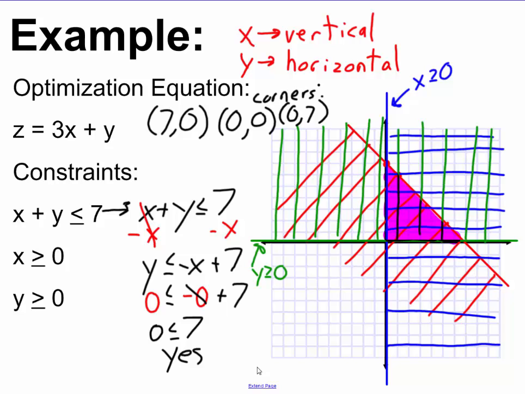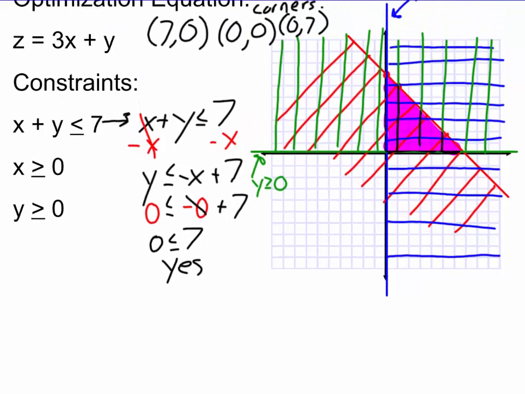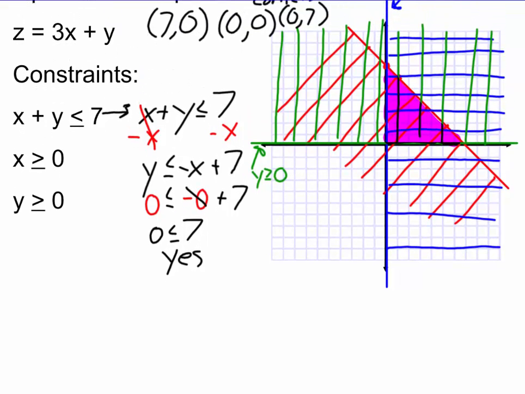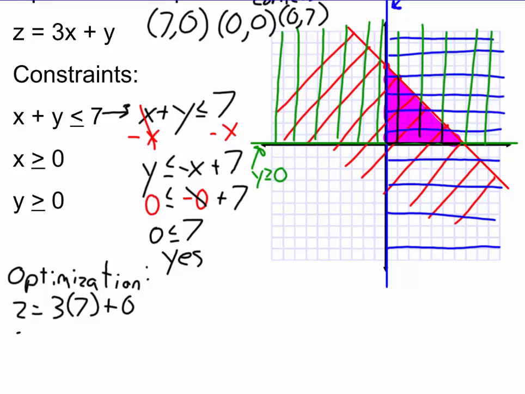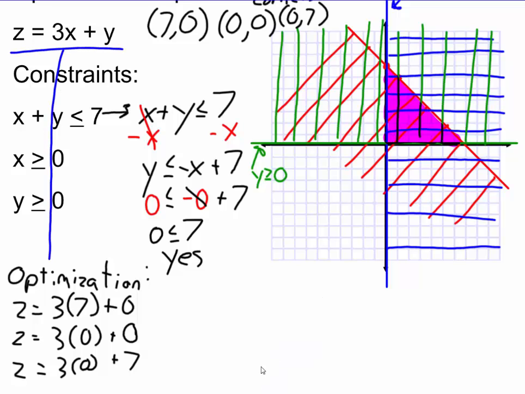All that's left is to plug those corners into the optimization equation, and we can find our min and our max. I'm just going to make a little bit of room here. We can do that pretty directly. So, for our optimization, we'll get z equals 3 times 7 plus 0. Z equals 3 times 0 plus 0. And z equals 3 times 0 plus 7. Remember, we're just plugging it directly into that optimization equation. That one right up here is what we're using when we're down here.